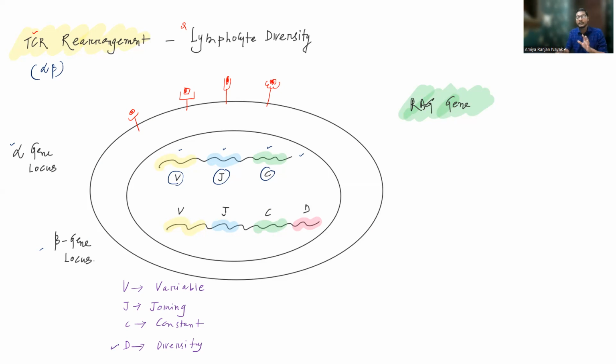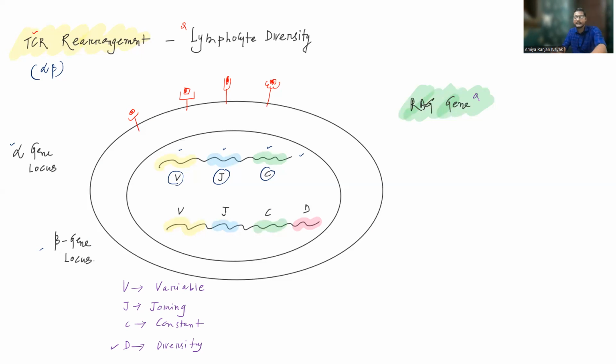The important point to remember is that these DNA segments or DNA clusters cannot be transcribed independently as such. That means they cannot have their genetic expression independently. So how can they express the gene and produce the T cell receptor? That is possible only because of the RAG gene.